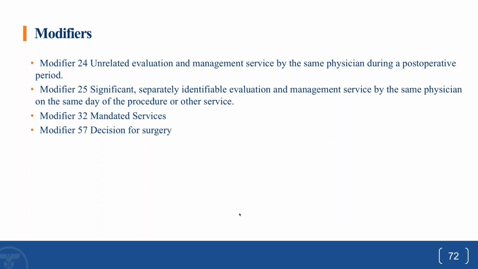Modifier 57, be aware, they will try and trick you with this one. Modifier 57 is appended on to an E&M code, not a surgery code. Modifier 57 means decision for surgery. Usually that surgery is going to occur within 24 hours, right? So you're not going to put a modifier 57 on a surgery code.